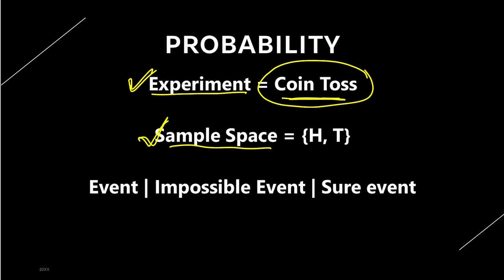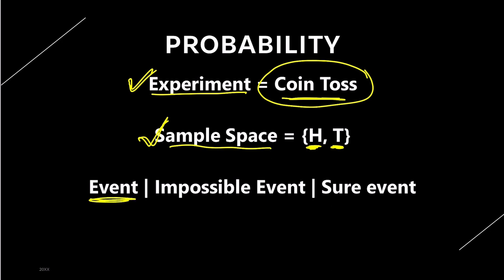Sample space: what are the values that are possible? A head could come or a tail could come. Could a body come? No, because there is nothing such as a body. So body is not in the sample space. So the sample space only has two things, head and tail.